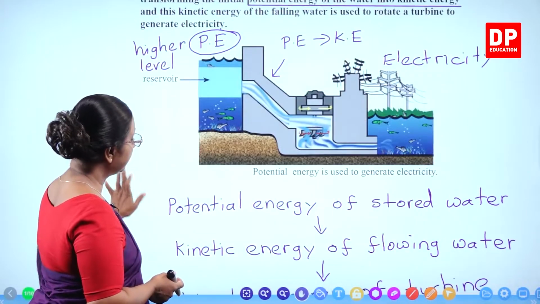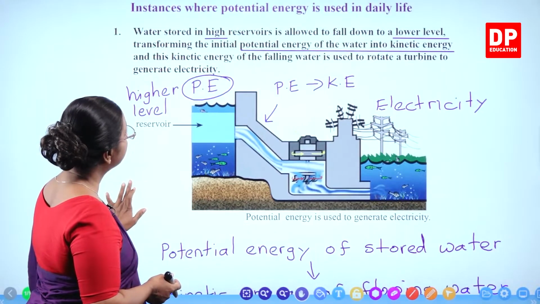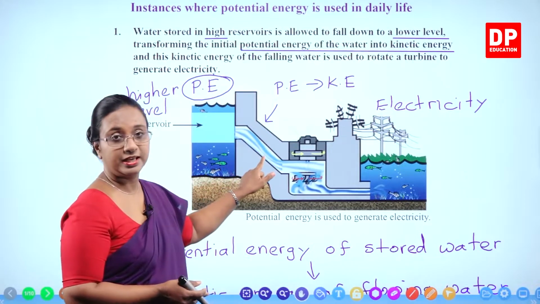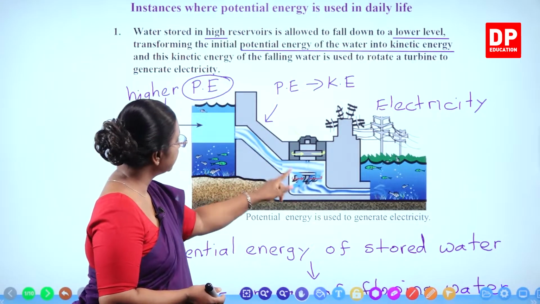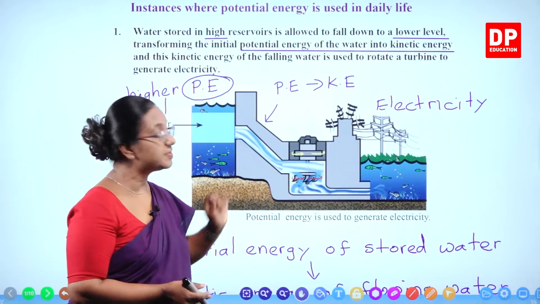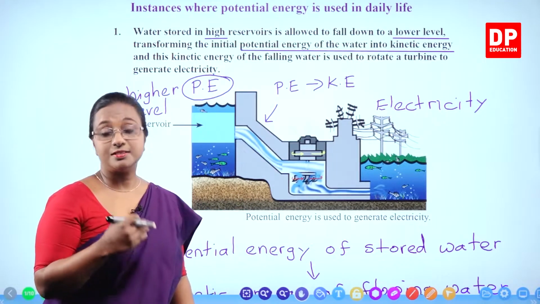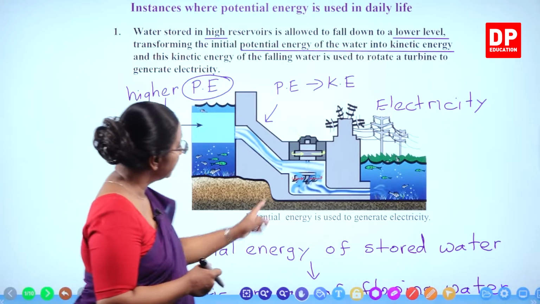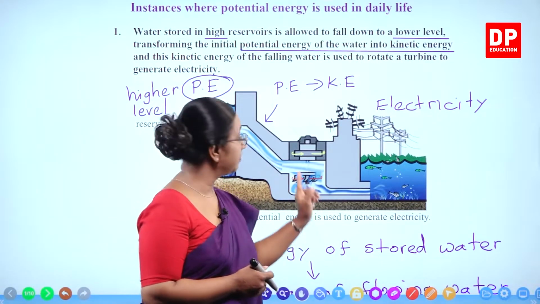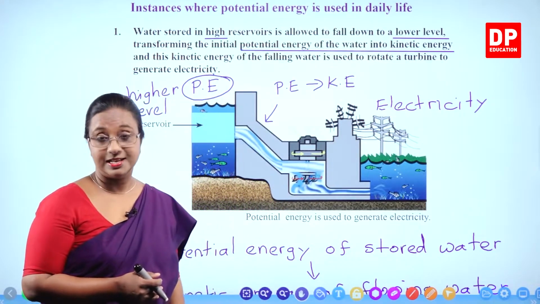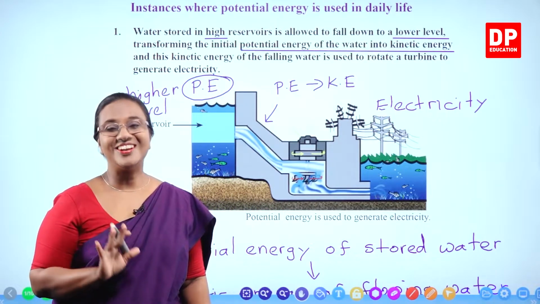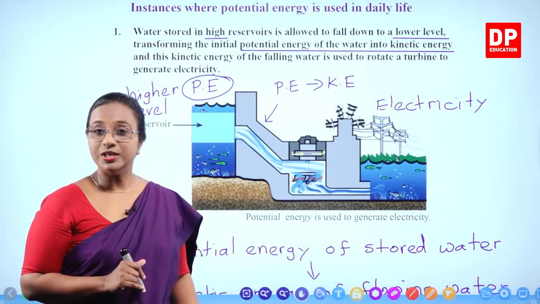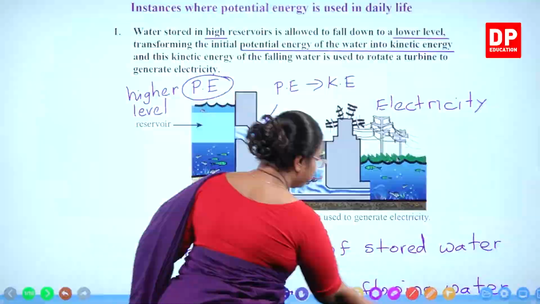So here again, you can identify the different energy conversions. From here to here, potential energy to kinetic energy. Here, the kinetic energy of water is given to the turbine. So it becomes the kinetic energy of the turbine. Then from the kinetic energy of the turbine, you get the electric energy. I'm sure you all can understand that clearly. So with that, students, I'll move on to the next example.